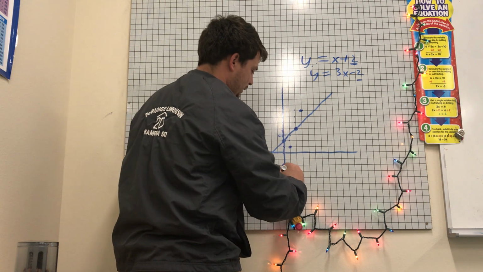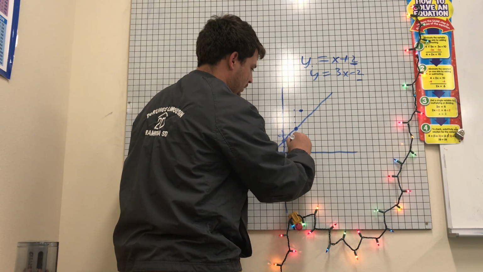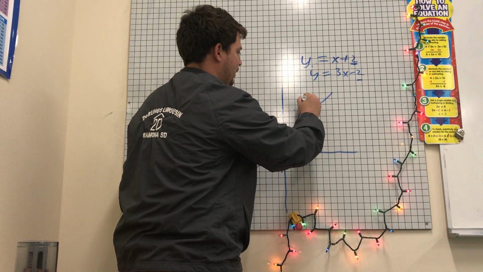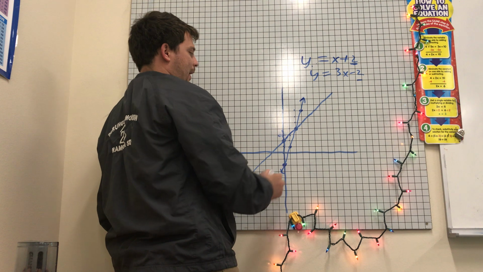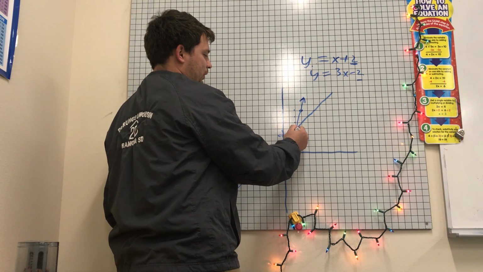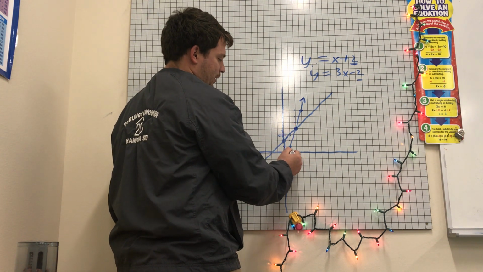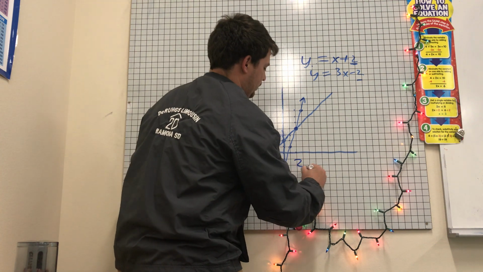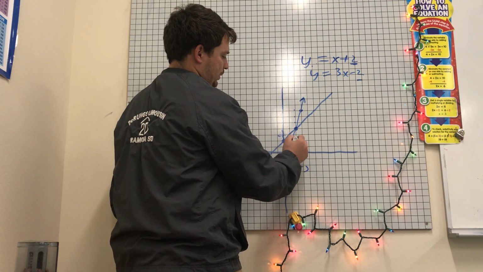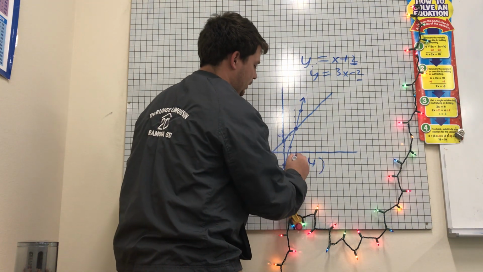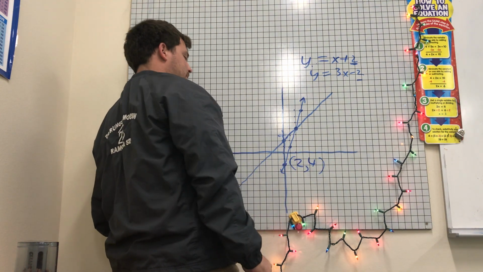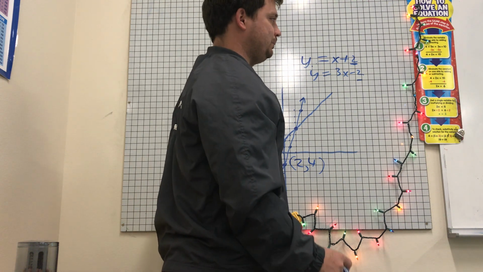So our lines will cross at this point, which tells us that the solution for both of these lines is this point right here. So that is 1, 2, up 1, 2, 3, 4. You have (2, 4). That is your answer for that one.